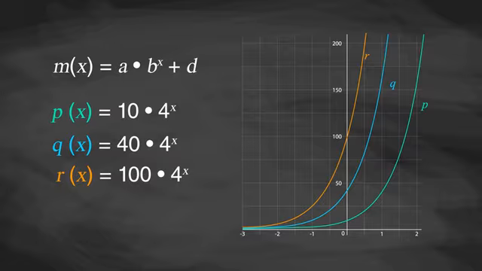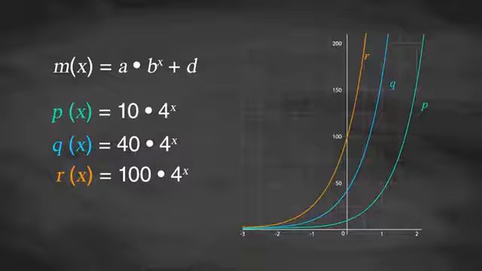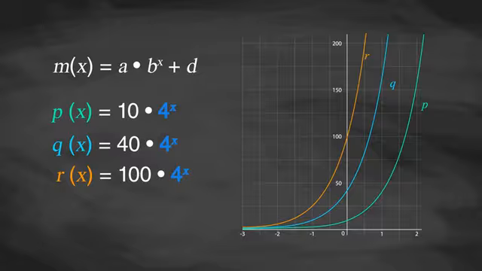What is the same? The graphs seem to have the same basic shape. Each equation has 4 to the x power. This means that all of the functions have the same constant ratio of 4. This is why all the graphs have the same basic shape. They are changing at the same rate.